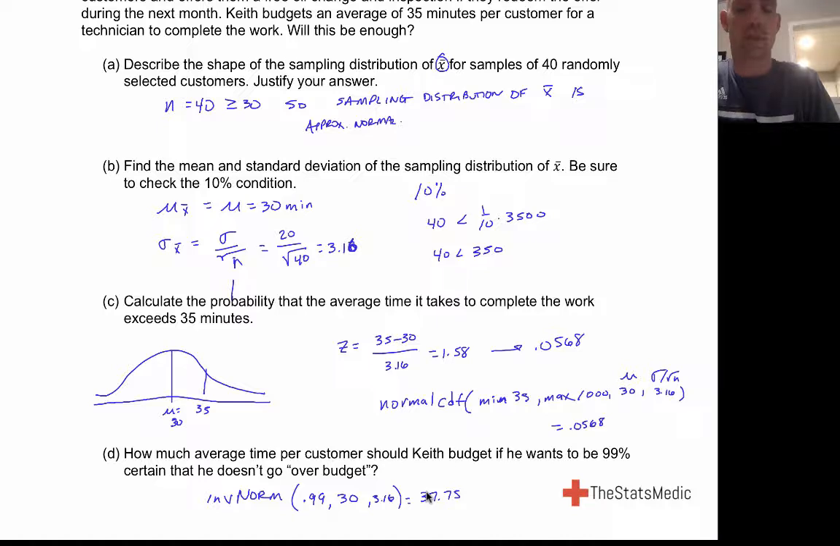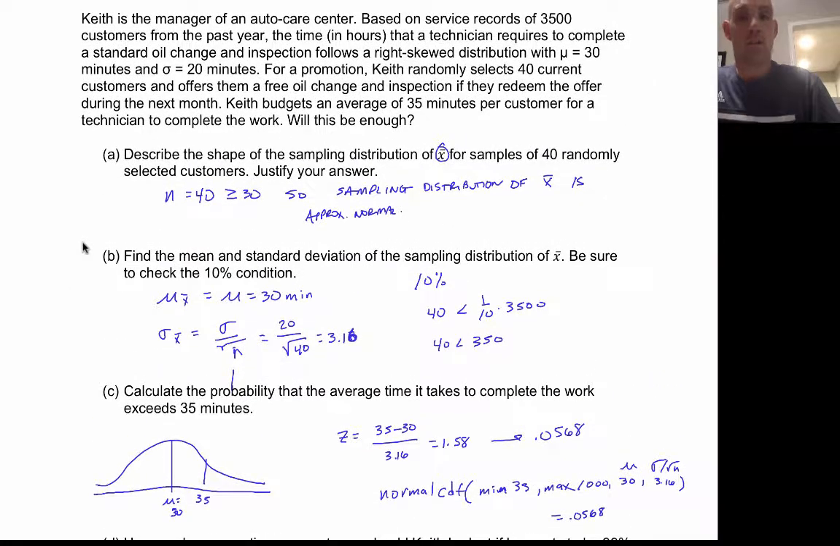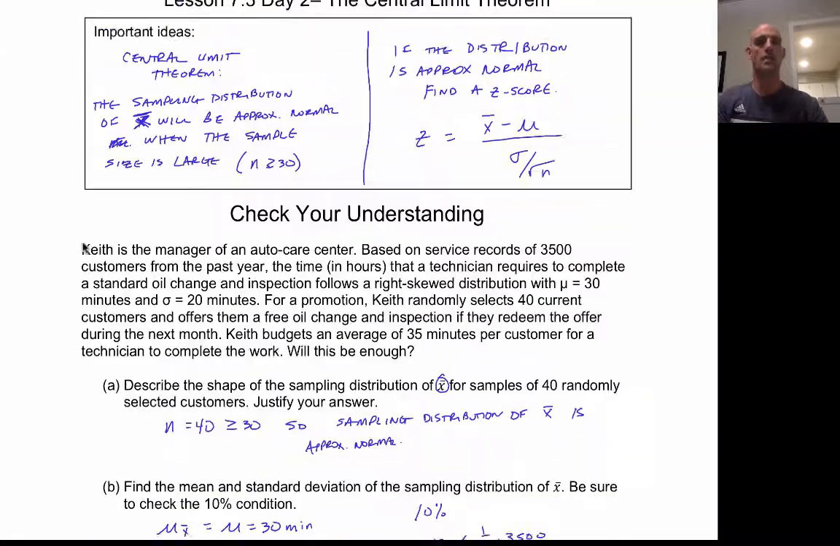So what we did here was 99% of the time, so the probability is 99%, with a mean of 30 and a standard deviation of 3.16, it would be 37.75 minutes. So if he said 38 minutes, he'd be 99% sure that he doesn't go over the time. Okay? So that's how the population and the mean go together.